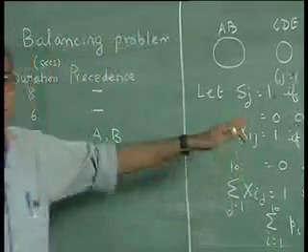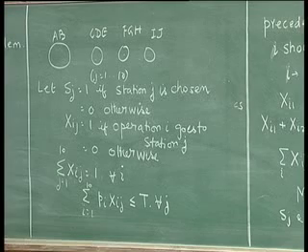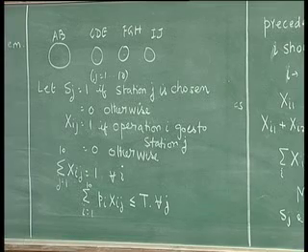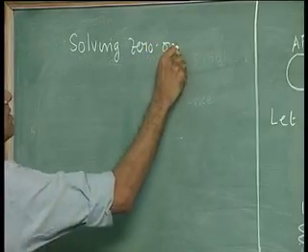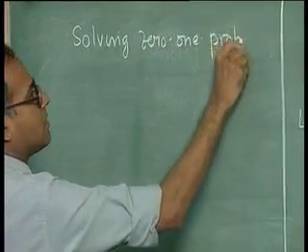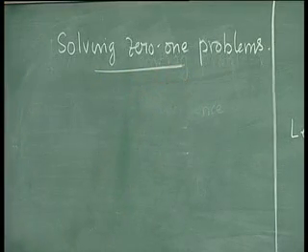Okay. So, with this example we complete the portion on formulating integer programming problems. Now, we move to solving integer programming problems. We take the 0 1 to begin with, and then we try to solve a general integer programming problem. So, we will look at solving zero one problems.